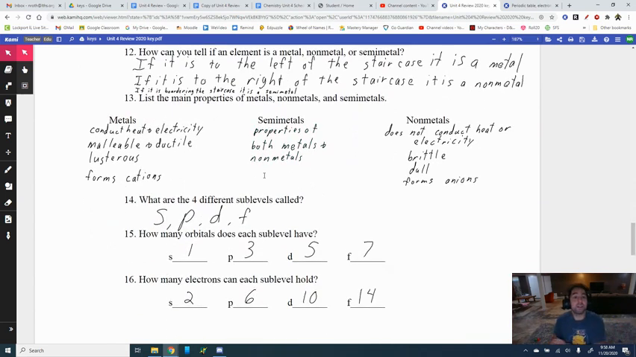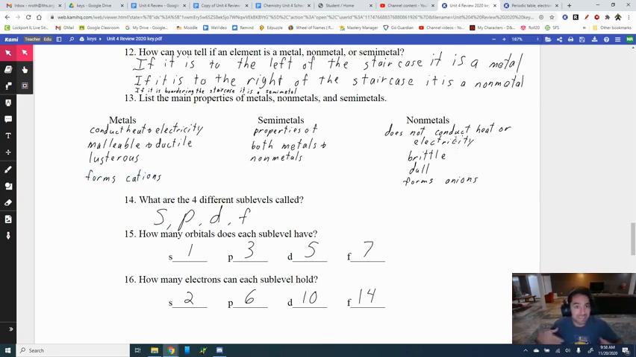Okay, so properties of metals, semi-metals, and non-metals. So metals conduct heat and electricity. They are malleable and ductile. So remember, malleable and ductile, that just basically means they can be formed into shapes without breaking. Lustrous is a fancy science word for saying shiny, and metals generally form cations, or positive ions.